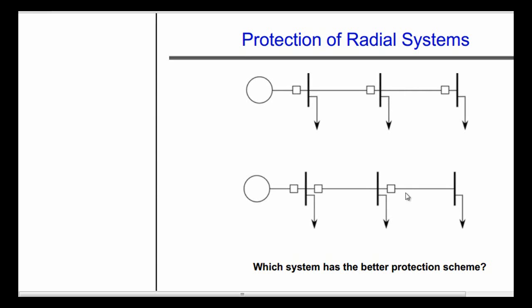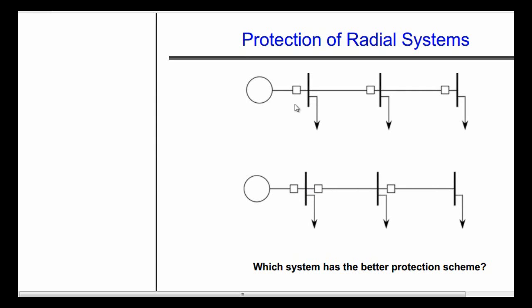What about this one? If a fault happens here or here, this breaker will open and the rest of the system will operate normally. What about if a fault happens here or here on the main bus bar? This breaker will open, so all this system will be affected, disconnected from the power supply. However, this load will not be affected by the fault. So this system number 2 is more reliable than system number 1.